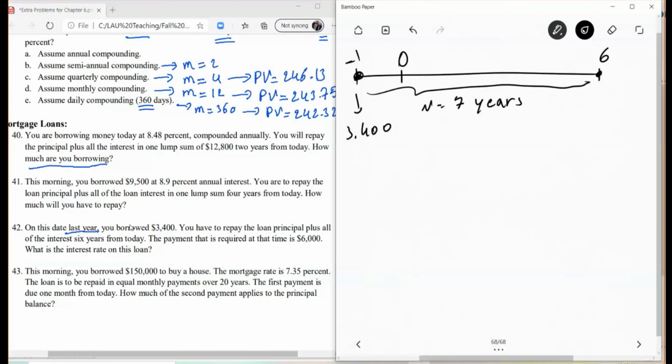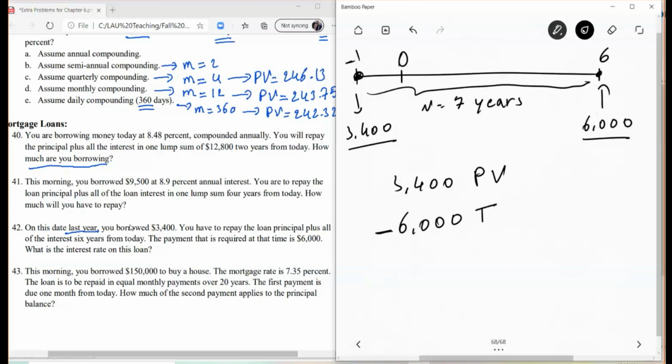So here I need to repay the loan. The payment that is required at this time is $6,000. What is the interest rate on this loan? In this case, those two cash flows, they're going in opposite directions. At year T equals -1, you are receiving $3,400, so this is a cash inflow. So the $3,400, this is PV. The $6,000, you are paying that amount of money, so it should have a negative sign. This is FV.